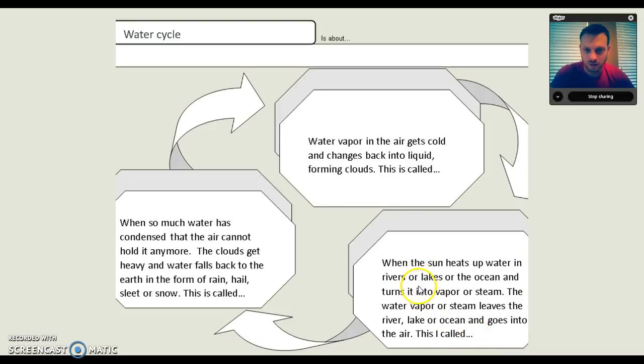Evaporation. Good job. So when there's so much water that has condensed in the air that it can't hold it anymore, the clouds get heavy and water falls back to the earth in the form of rain. What process is that? Precipitation. Yes. And then when water vapor in the air gets cold and changes back into liquid, forming clouds, what is that? Condensation. Perfect. Okay, well, I think you have a really good grasp on all this.